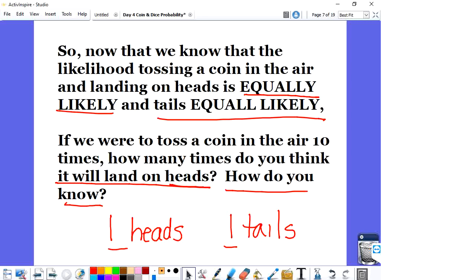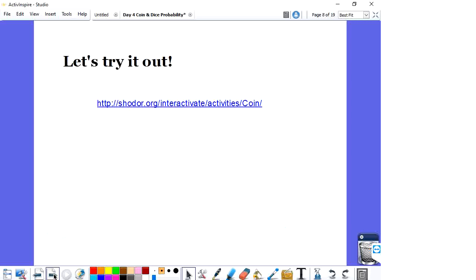Okay, now that you've unpaused it, well, I know if I have an equal chance of picking heads or tails when I toss up a coin and I toss it up 10 times, it's likely that I will have 5 heads and 5 tails just because there's the same amount of each side.